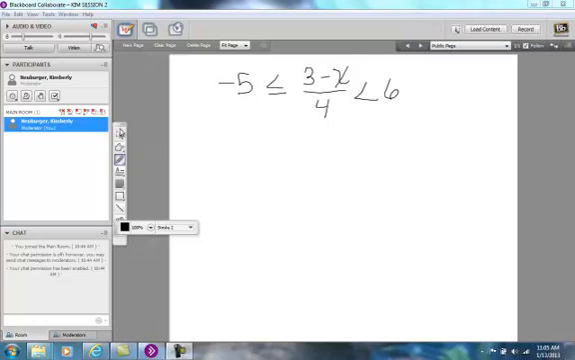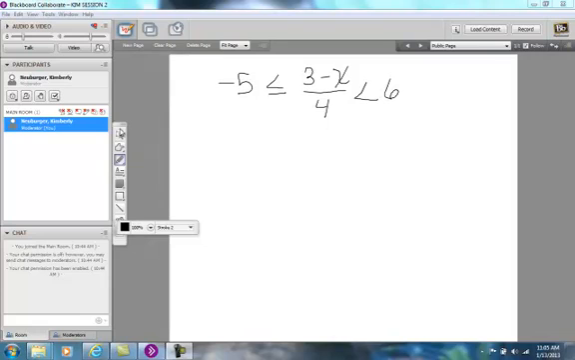Compound inequalities have 3 parts instead of 2. So whatever you do to one part of the compound inequality will need to be done to the other 2 parts of the compound inequality. Similar to a regular equation, if you do something to one side, you do it to the other. A compound inequality has 3 parts instead of 2 sides. So if you do something to one side, you have to do it to all 3 sides.